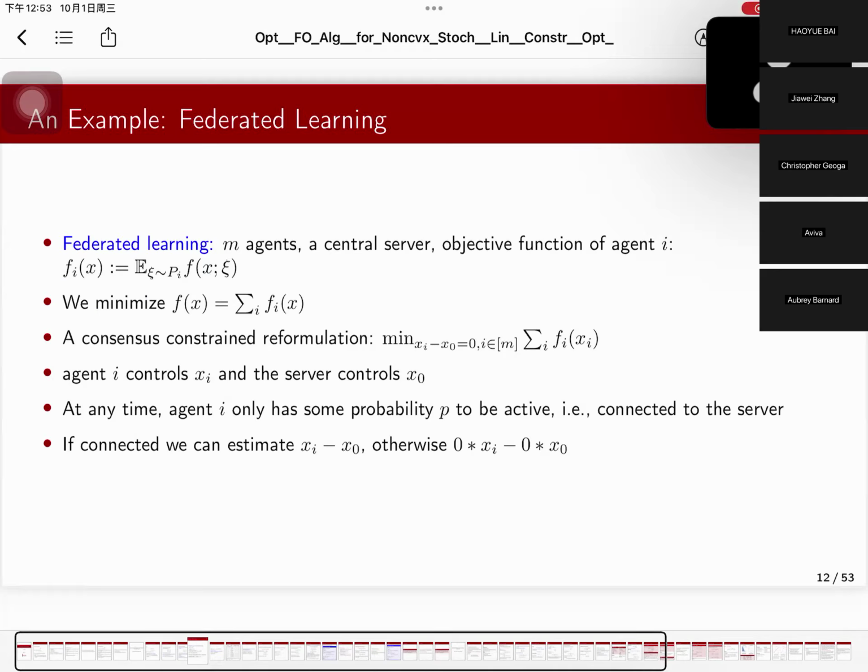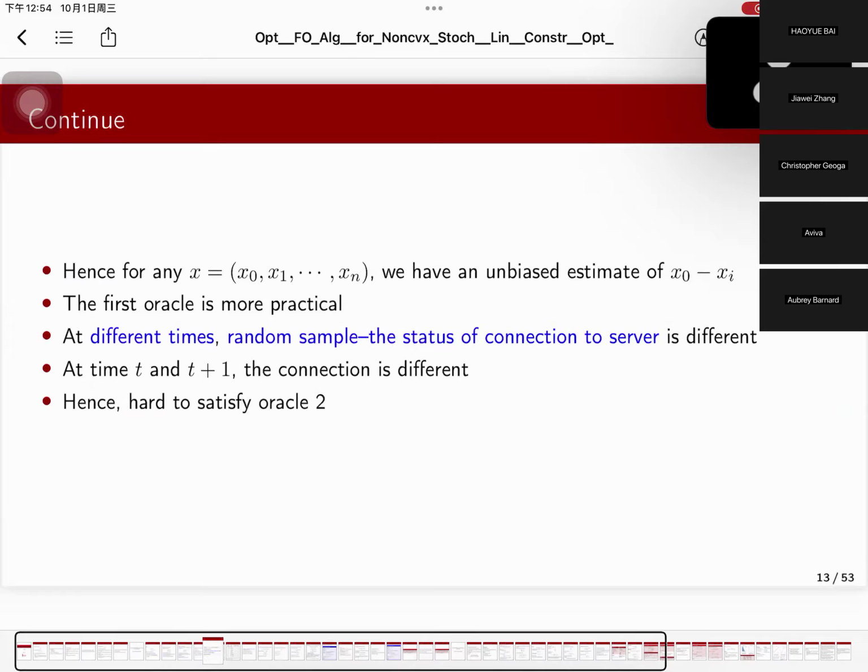This means sometimes we can compute xi minus x0, but sometimes we can only have 0 times xi minus 0 times x0 equals 0. So this means we have stochastic constraints. I mean, the constraint matrix is different at different times. So it's a stochastic constraint optimization problem. The random variable for the constraint is just the connection status, whether the connection is valid. At two different iterations, the connection status might be different.